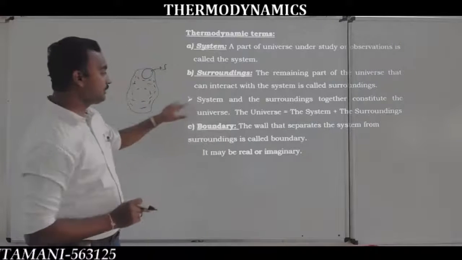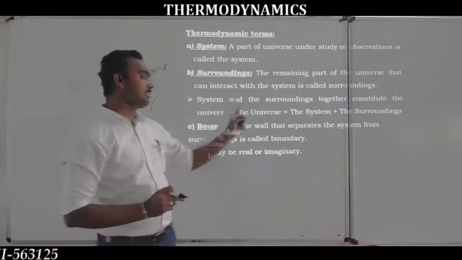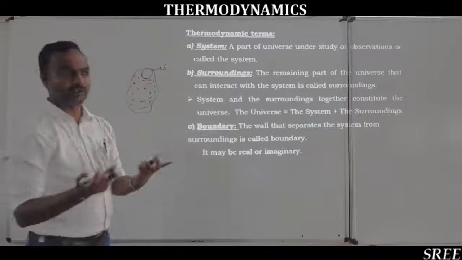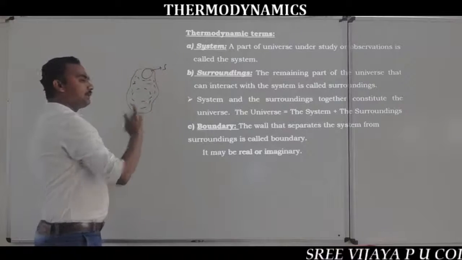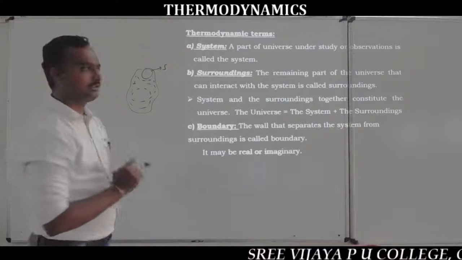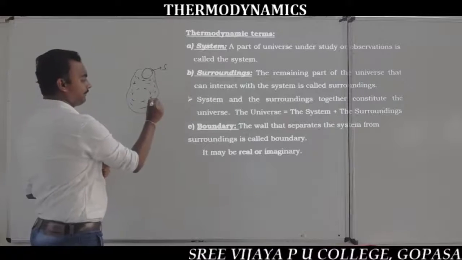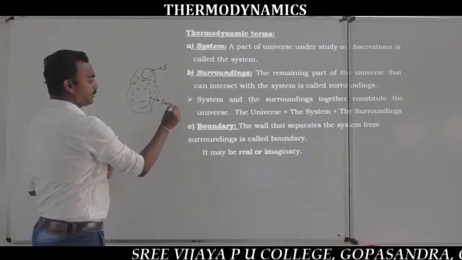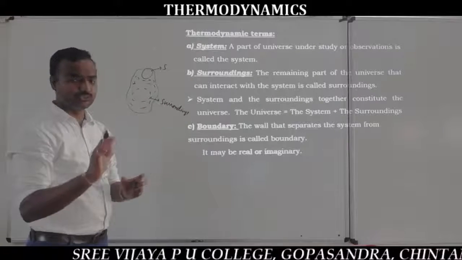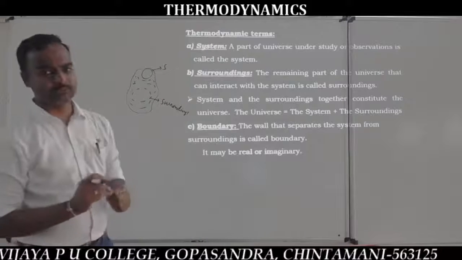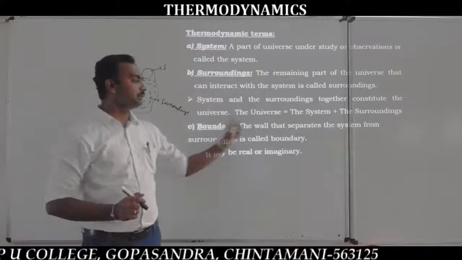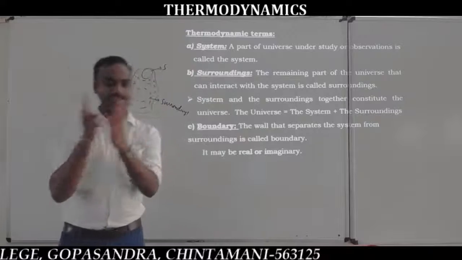And one more thing: system and surroundings together constitute the universe. The part under study we take as the system, and the remaining part we call the surroundings. So when system and surroundings are combined, that becomes the universe. That is, system and surroundings together constitute the universe. We write it as: universe is equal to system plus surroundings.